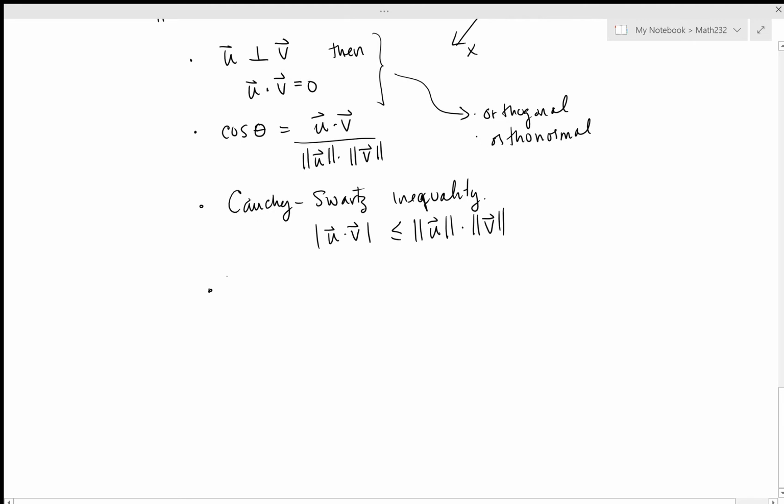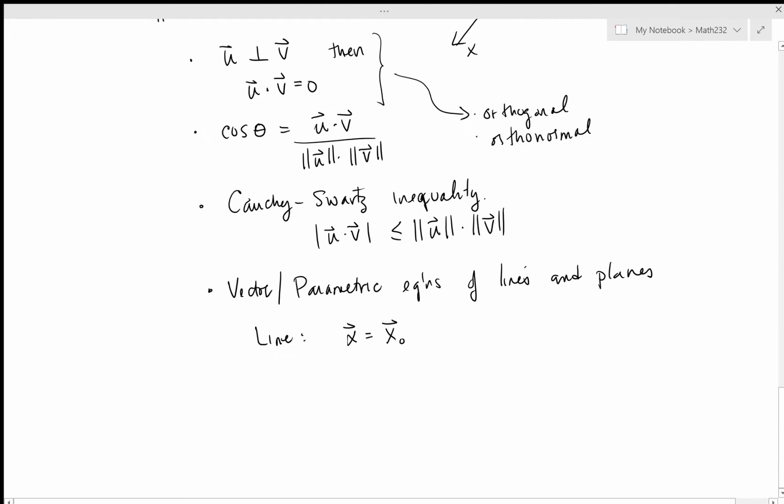What else did we do? We did the vector and parametric equations of lines and planes. Okay, so the base thing here is a line looks like this. This is a line. It is the set of all vectors. What I'm going to write down here is a line going through x naught parallel to the vector v. Okay, so that is the vector equation of a line.